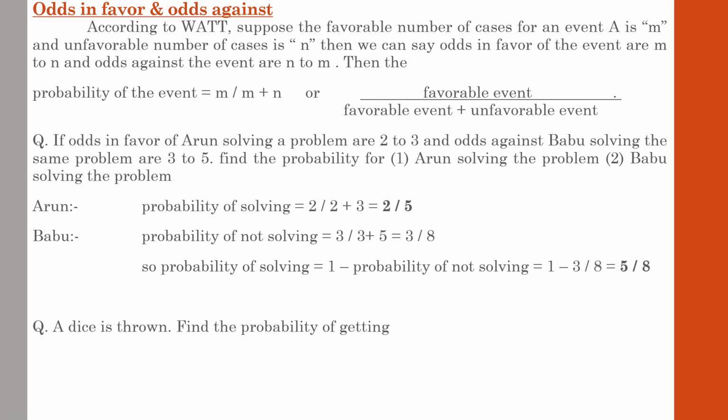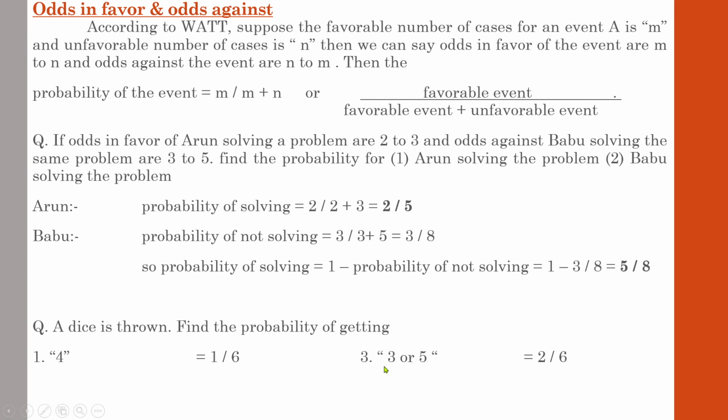Next one, a simple question. A dice is thrown. Find the probability of getting the following; all the answers will be given. What is the probability of getting 4? How many 4s are there in a dice? There is only one 4. How many numbers are there in a dice? 6 numbers: 1, 2, 3, 4, 5, 6. So the total number of chances is 6, out of which the chance of 4 occurring is only 1. So the probability of getting 4 is 1 by 6.